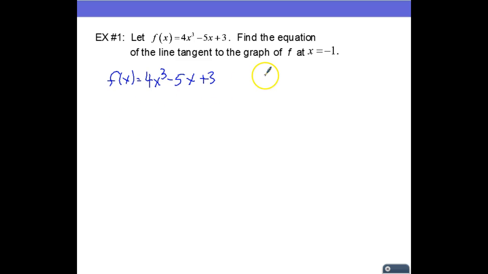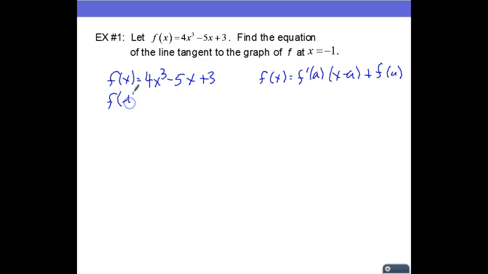So my equation for the tangent line is going to be the point slope formula. f of x equals f prime of a times x minus a plus f of a. So I'm going to need a couple of things here. First of all, I'm going to need f of a. So let's do that. f of, in this case, my a is -1.